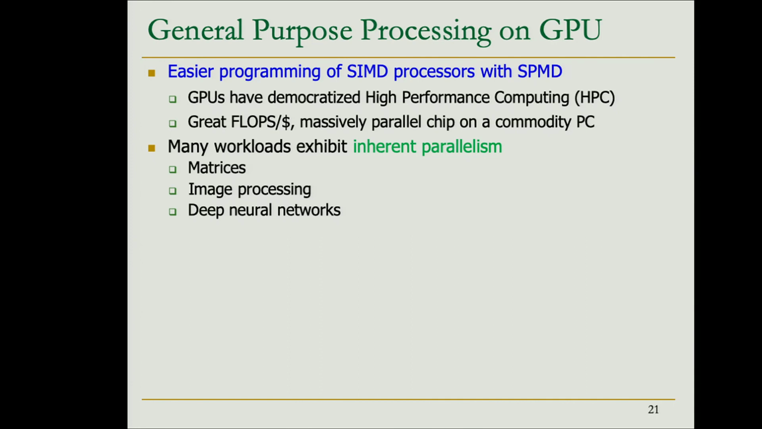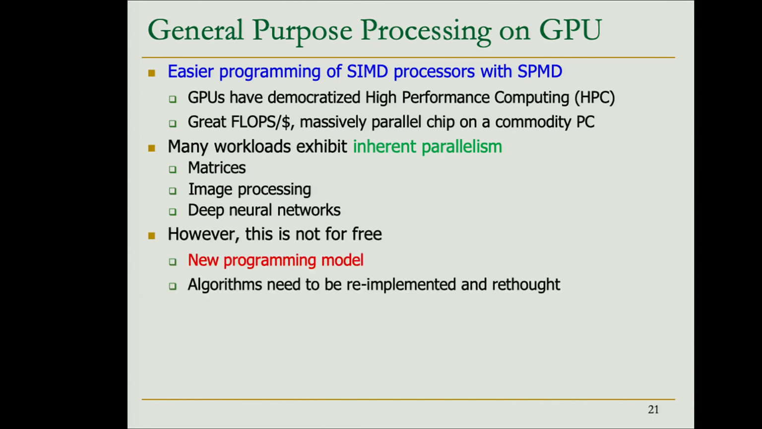But they essentially are very, very good wherever we have inherent and regular parallelism. Examples of that are linear algebra, that's why matrices, image or video processing, and deep neural networks. However, this is not for free, and why is that? Because there is a new programming model and we have to learn it.